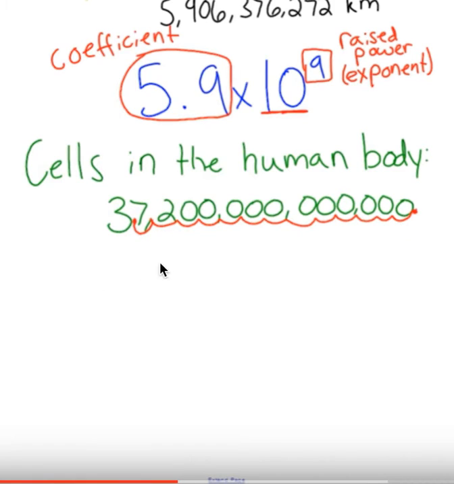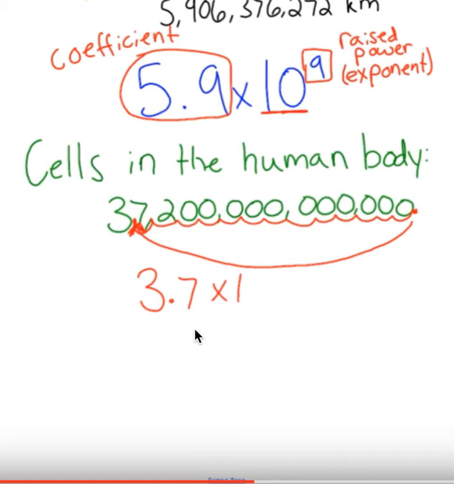So here's how I'm going to write this number. The decimal was originally here. I'm moving it all the way over here to 3.7. And so here's how I'm going to write this. I'm going to write it like 3.7 times 10. We counted 13, so 13 times 10 to the 13th power.